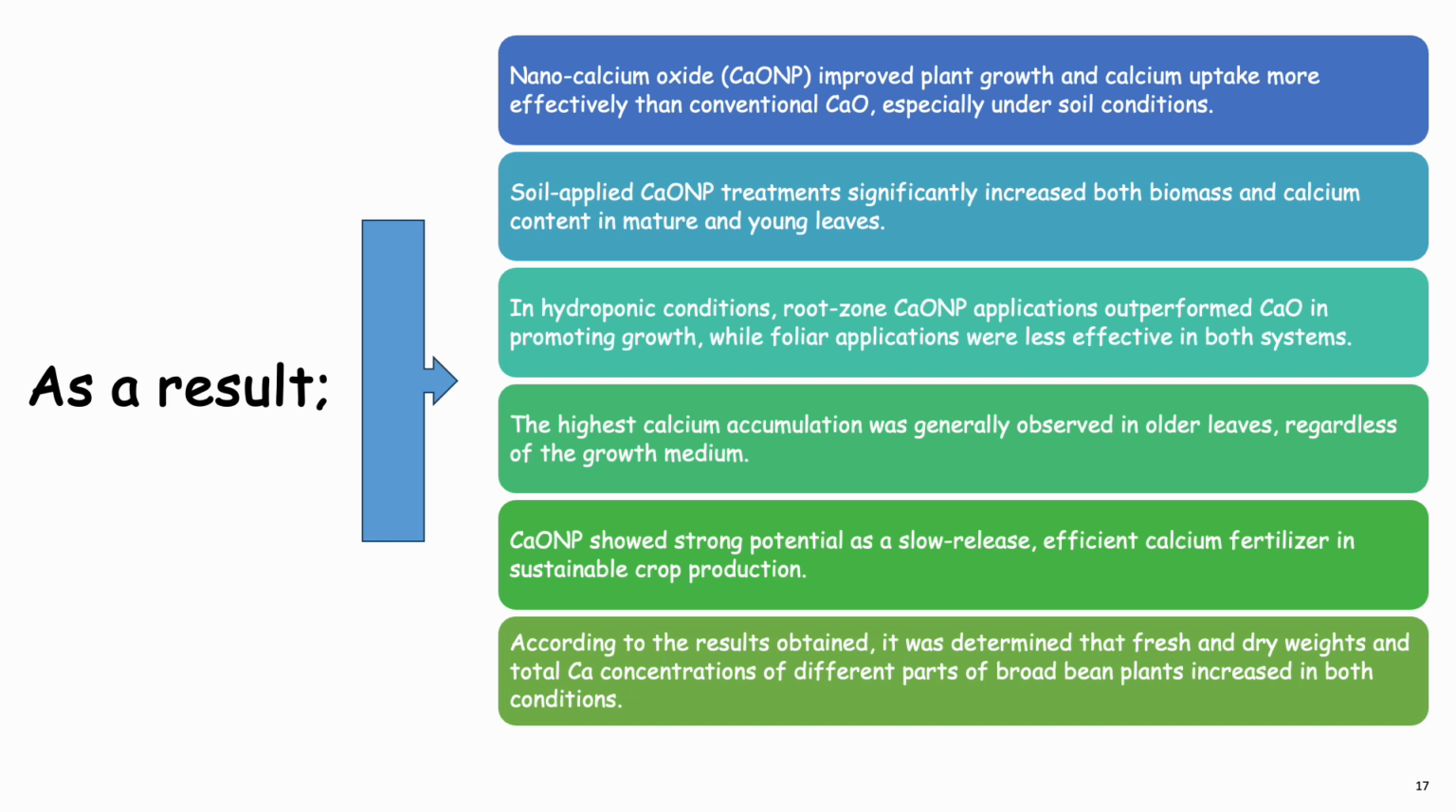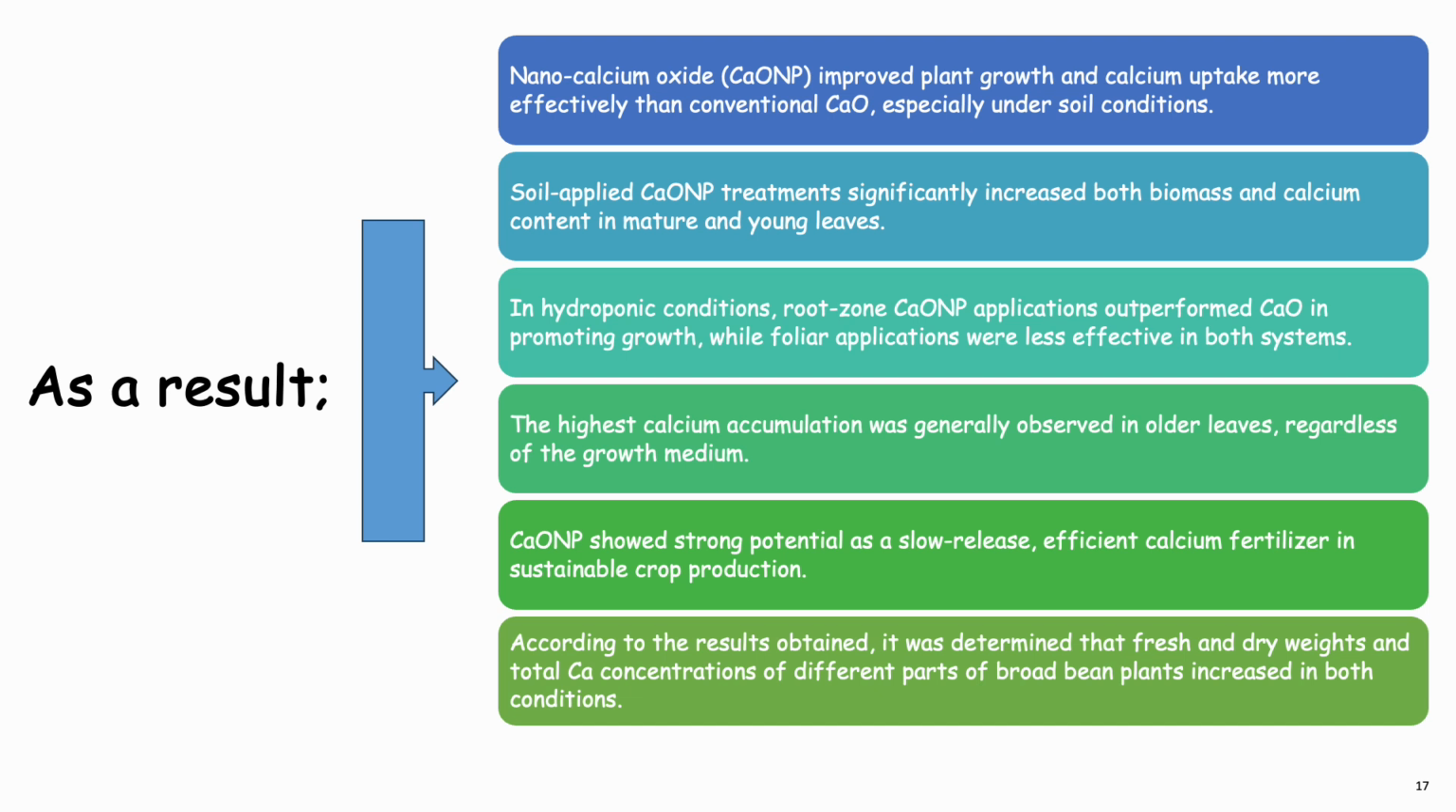To summarize the entire study, I evaluated the effects of both conventional calcium oxide and nano-sized calcium oxide on broad bean plants under soil and hydroponic conditions. The results clearly showed that nanocalcium oxide was more effective than calcium oxide, particularly when applied through the root zone. In the soil experiment, calcium oxide nanoparticles significantly enhanced plant biomass and calcium uptake, especially in older leaves. Soil application was consistently more effective than foliar spraying.